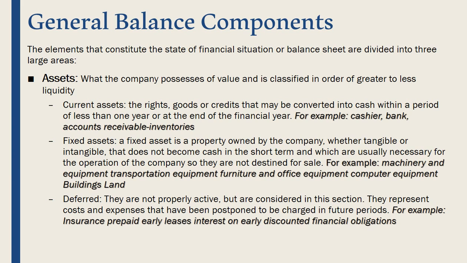For example, cashier, bank, etc. And next is fixed assets. A fixed asset is a property owned by the company, whether tangible or intangible, that does not become cash in the short term and which is usually necessary for the operation of the company, so it is not destined for sale. For example, machinery and equipment, transportation, etc.